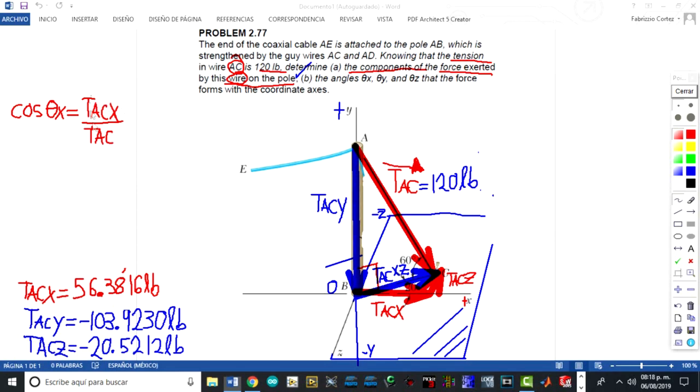And we just calculated the X component of that vector. And for the magnitude, they are giving us the value of the vector, that will be 120 pounds. So since we have two values, we can isolate this equation. And we can say that the cosine of the angle in the x direction of that vector will be this component, 56.38 pounds, divided by the magnitude of the vector, 120 pounds.